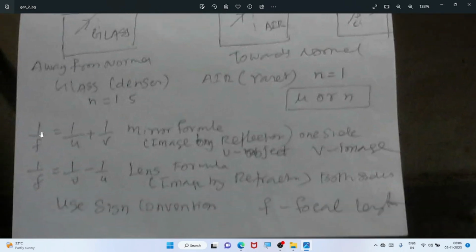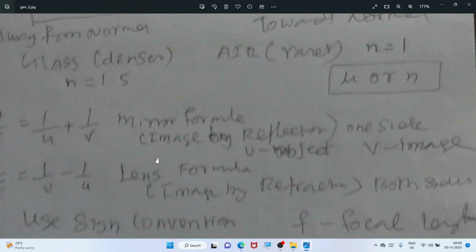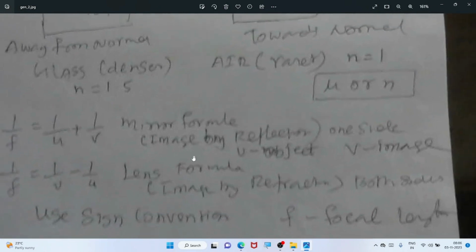This is the mirror formula: 1 by f, focal length, equal to 1 by u plus 1 by v. u is the object distance, v is the image distance. In a mirror, the image is formed by reflection. So u is the object, v is the image.